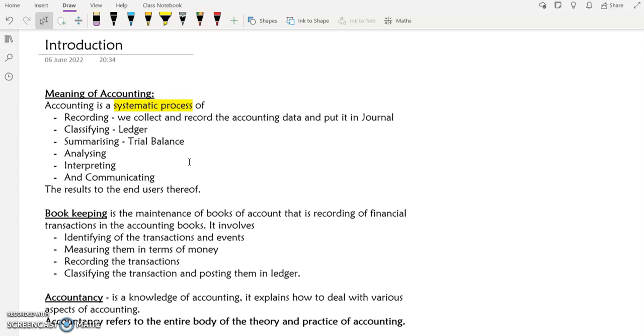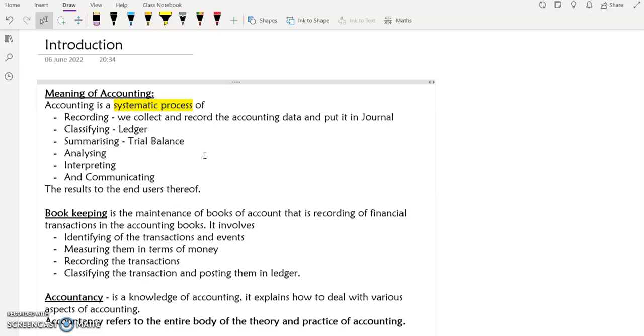So first keyword is meaning of accounting. Accounting is a systematic process of recording, classifying, summarizing, analyzing, interpreting, and communicating the results to the end users thereof. What we are saying, accounting is a systematic process. When we say systematic process, that means the steps to perform the activity, how to do the activity, is laid out. Like there will be rules and regulations, guidelines and everything. We are going to study everything, how this process is going to be pursued. All right. So what is this process?